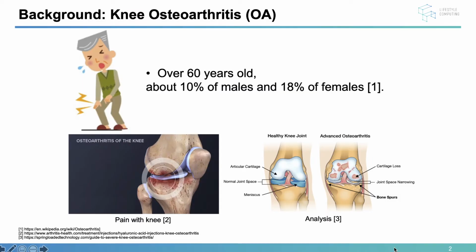Knee osteoarthritis, as a motion disease, has become more and more common in elderly people, especially for people over 60 years old. About 10% of males and 18% of females get this disease. Knee OA causes pain in the knee joint. This is because the cartilage is lost and the knee joint space gets narrowed. The disease will limit the motion range of the patient and lead to inconvenience in their daily life.